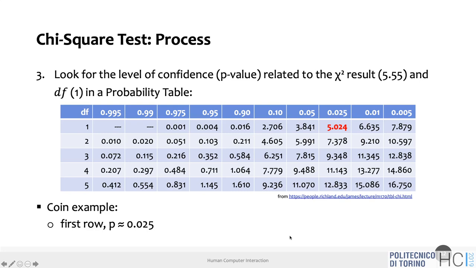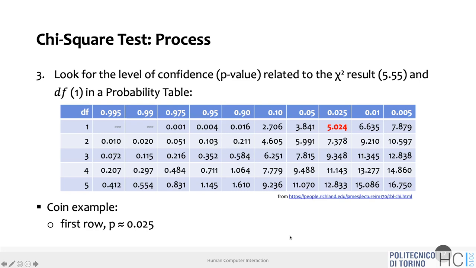And so we can have a look at this 5.5 or 5.55 in the probability table, and we find that it's here. It's a little bigger than this, but it's around 5.024. So our p is 0.025. Which is the probability to have this result by chance? Before it was 0.2, it was 20% possibility to have that result by chance. Here it is 0.025, so the possibility is 2.5%.